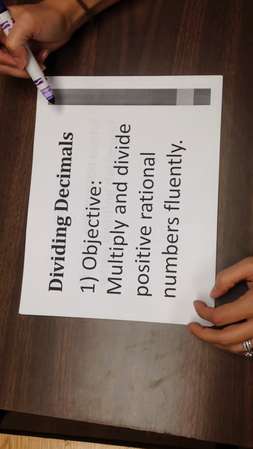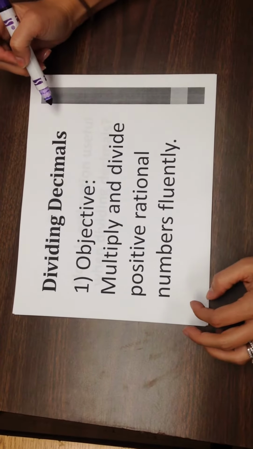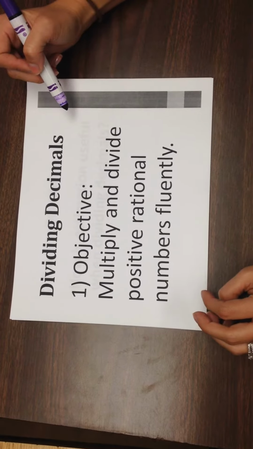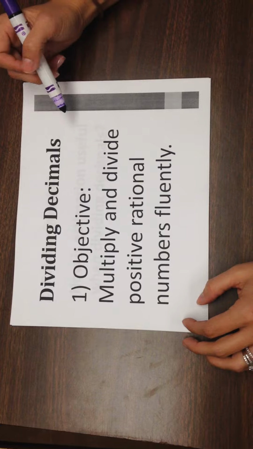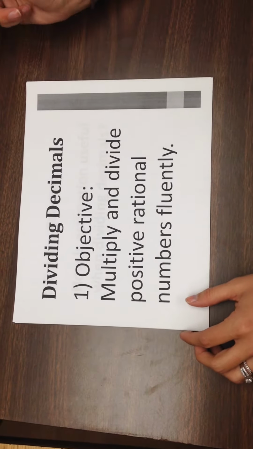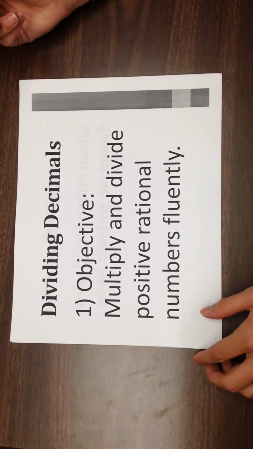Okay, today we're going to be dividing decimals. Our objective is to multiply and divide positive rational numbers fluently. In number 1 in your interactive journal, you need to write the objective. Pause your video now to write our objective.